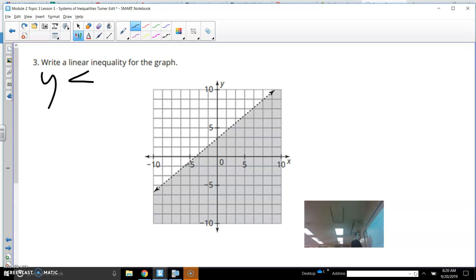Let's figure out what the slope is. Starting at this point here, I see another good point right there maybe. So this is going up 1, 2, 3, 4, and over 1, 2, 3, 4, 5. This has a 4/5 slope. So I'm going to say it's positive 4/5 x.